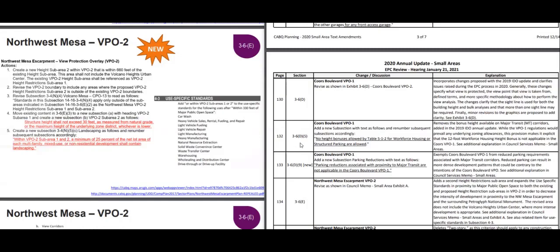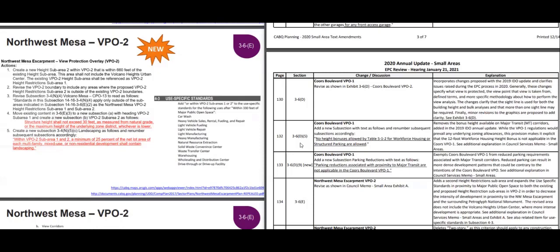And the reason for the change is to remove the bonus height available on major transit corridors that was added in the 2019 annual update. While the VPO1 regulations would prevail over any underlying zoning allowances, this provision makes it explicit that the 12-foot workforce housing bonus is not applicable within CORE's VPO1. There's a little more explanation of this in the Council Services memo and in that presentation.